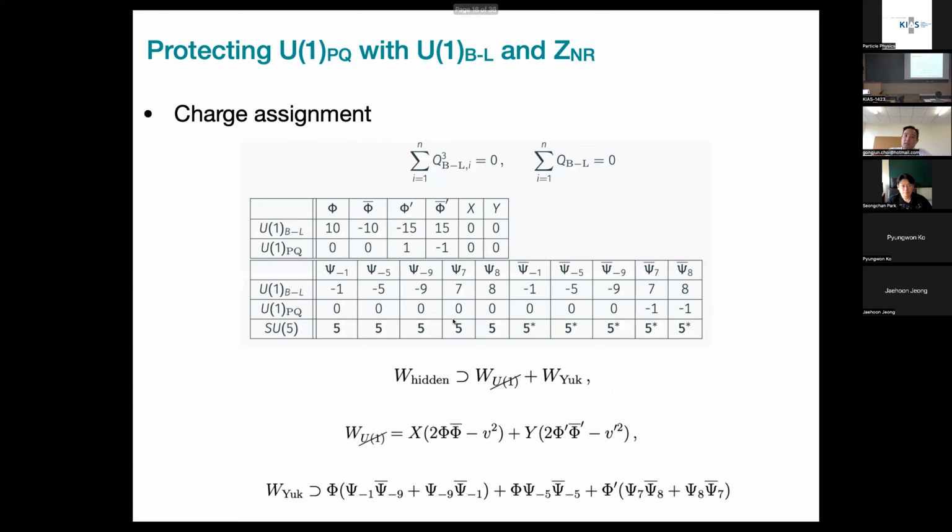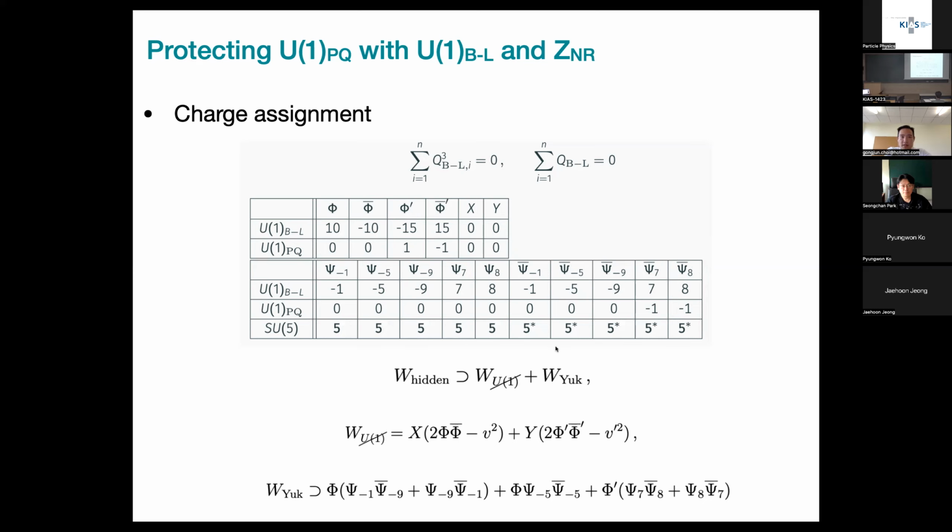Okay, for that reason, let me introduce five variants with these B minus L charges, -1, -5, -9, -7, -8. This is one example of the charge assignment making the anomaly free condition for the U1 B minus L. And let me impose Peccei-Quinn charge to the 5' and the other fermions, psi bar 7 and psi bar 8 here, okay?